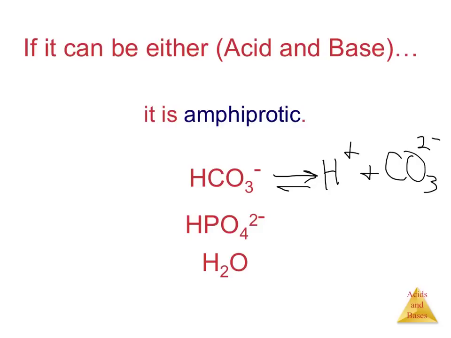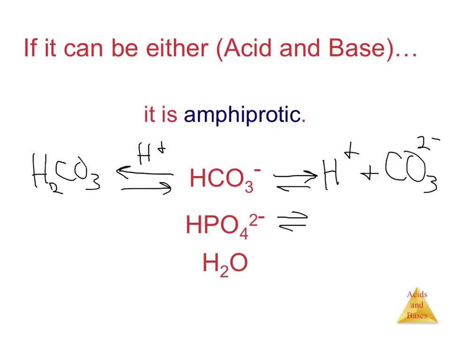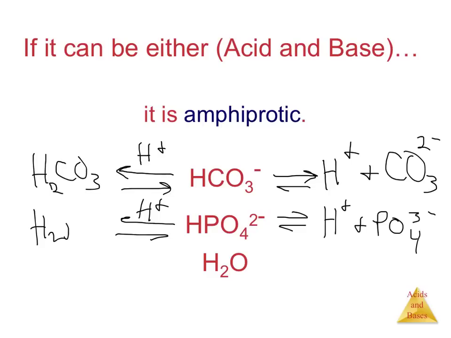But if it's going to act as a base, it's going to react with H plus to give H2CO3. And again, this is also an equilibrium. And again, this would happen with the hydrogen phosphate ion as well. We have an equilibrium to give H plus and PO4 triple minus, or it can react with H plus to give H2PO4 minus.